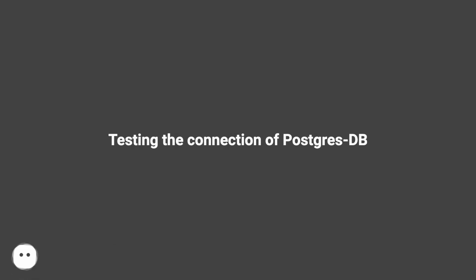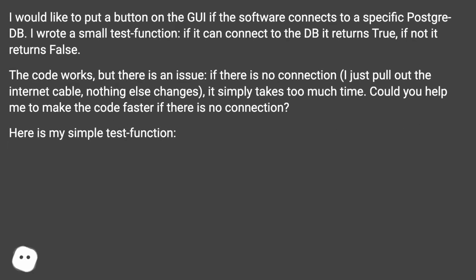Testing the connection of Postgres-DB. I would like to put a button on the GUI if the software connects to a specific Postgres-DB. I wrote a small test function. If it can connect to the DB, it returns true. If not, it returns false.